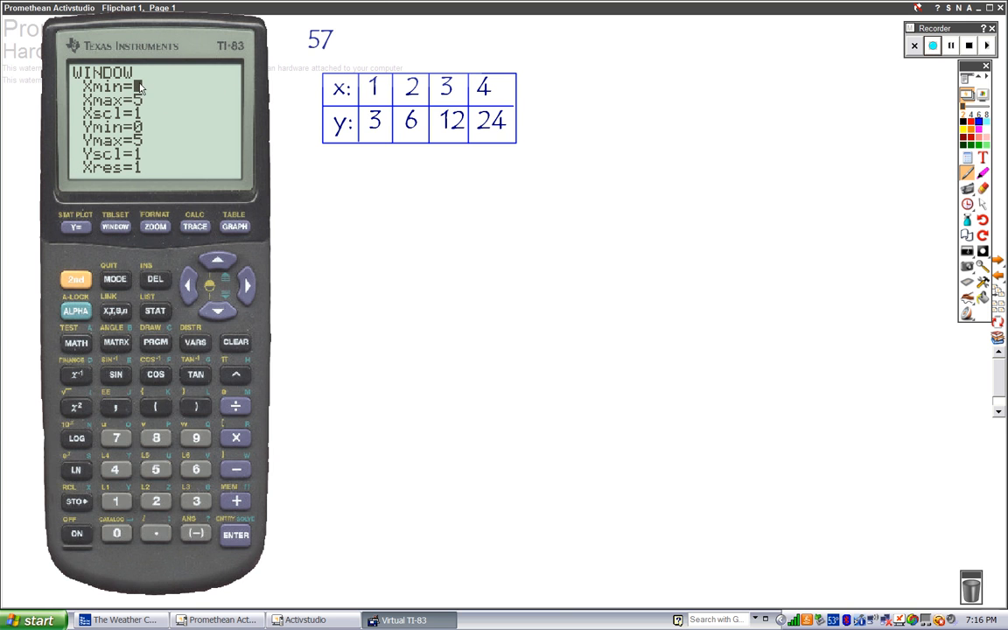Okay, so my X values go from 1 to 4, so I'm going to go from 0 to 5. I count by ones. My Y values go from 3 to 24, so I'm going to go from 0 to 25. Sorry, from 0 to 25, and I'm going to count by 5s, and push graph.